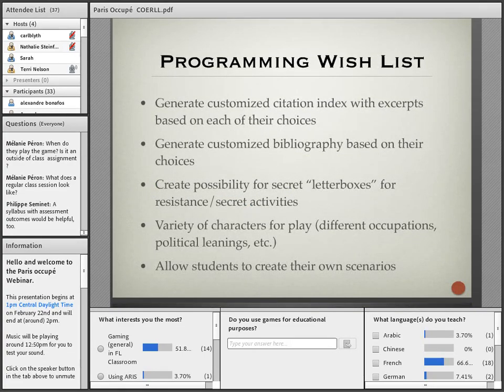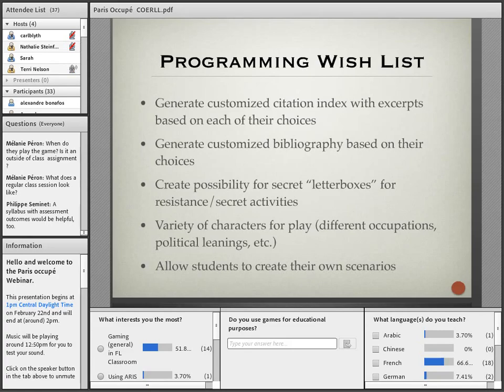Programming wish list. I have a lot of things I'd still like to do. Obviously, this is going to take me a long time. I spent about 200 to 300 hours creating the first version of each of the chapters and then many, many hours going back and working with it. I'd like it eventually to generate a customized citation index with excerpts so that whatever the students decide in terms of how their game is played, that would generate a customized bibliography for that individual student.